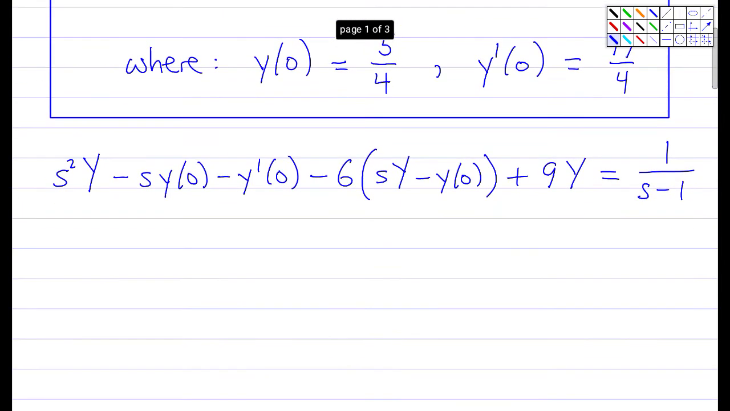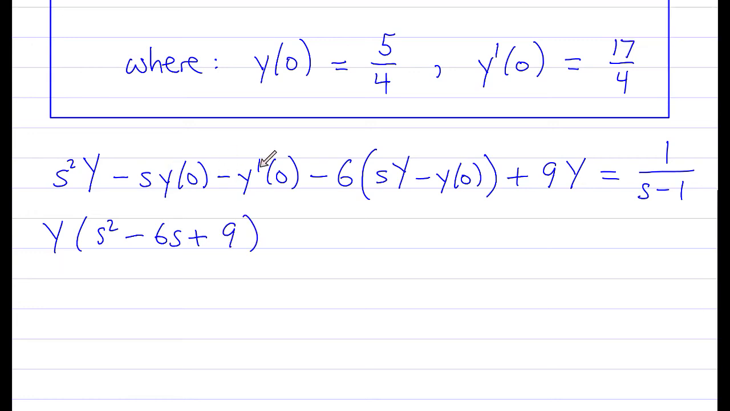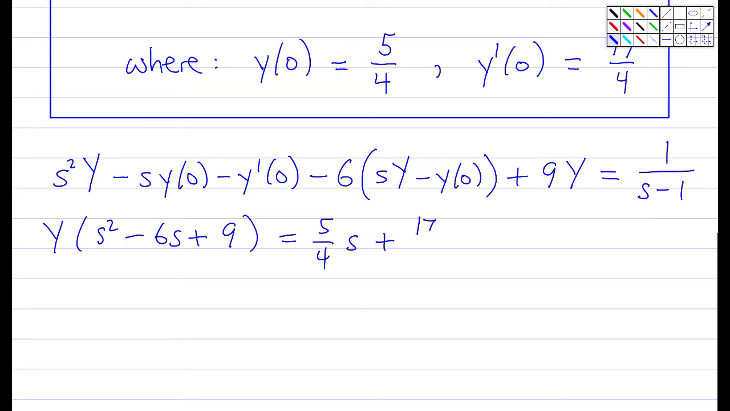All right, so continuing on, I usually like to collect all the terms with capital Y, so that way we can solve for capital Y. I get Y times s squared minus 6s plus 9. These other terms, I'm going to move to the other side, and I'm going to substitute for their values. So I get equals 5/4 s plus 17/4.